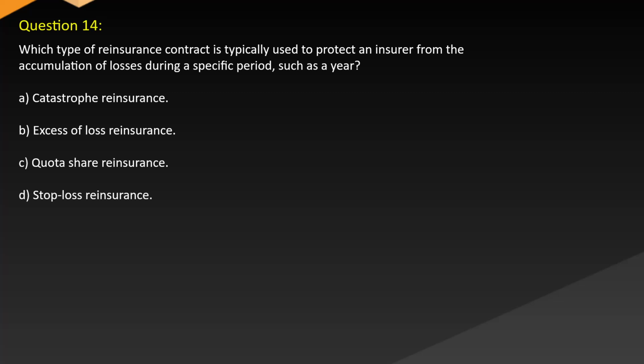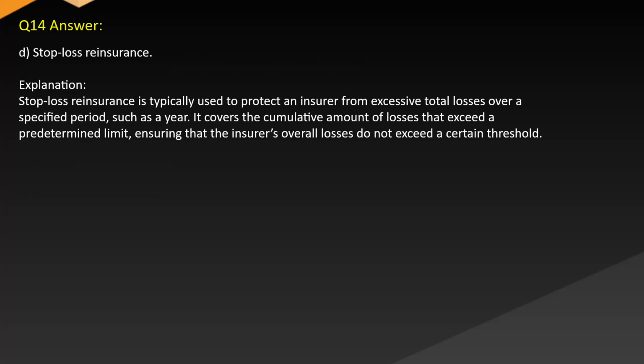A. Catastrophe reinsurance. B. Excess of loss reinsurance. C. Quota share reinsurance. D. Stop loss reinsurance. Answer. D. Stop loss reinsurance. Explanation. Stop loss reinsurance is typically used to protect an insurer from excessive total losses over a specified period, such as a year. It covers the cumulative amount of losses that exceed a predetermined limit, ensuring that the insurer's overall losses do not exceed a certain threshold.